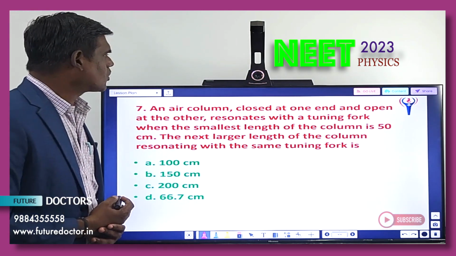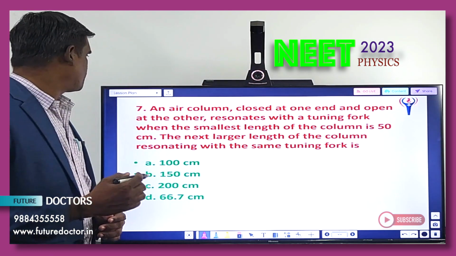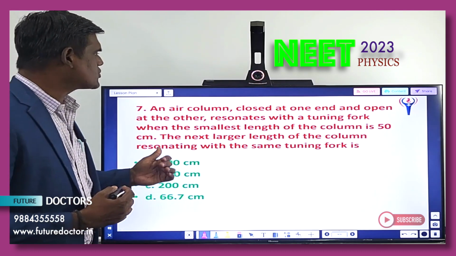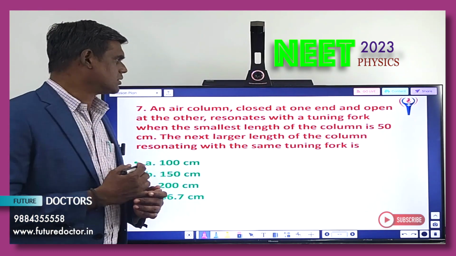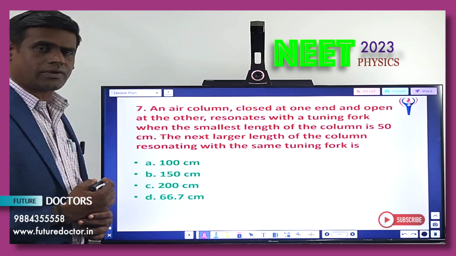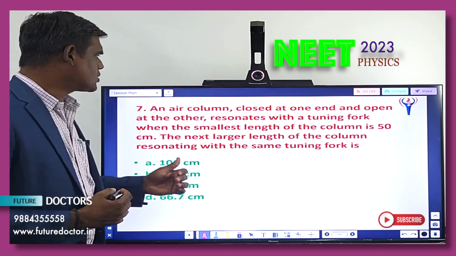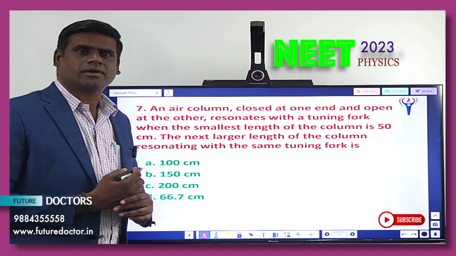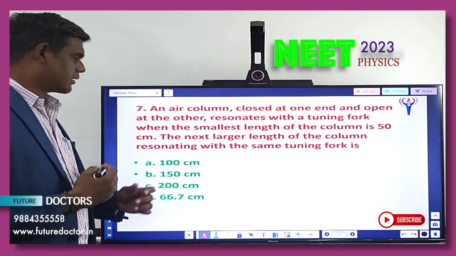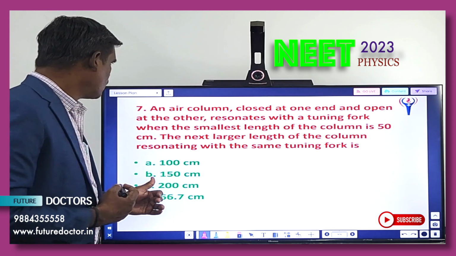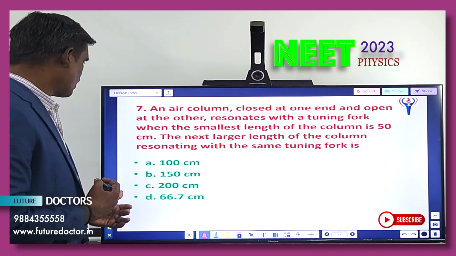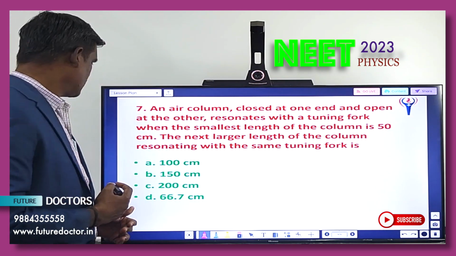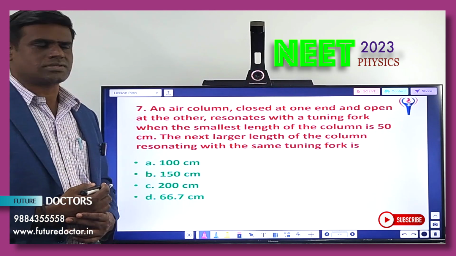An air column closed at one end and open at the other resonates with a tuning fork when the smallest length of the column is 50 centimeter. The next larger length of the column resonating with the same tuning fork is dash. A option 100 centimeter. B option 150 centimeter. C option 200 centimeter. D option 66.7 centimeter.